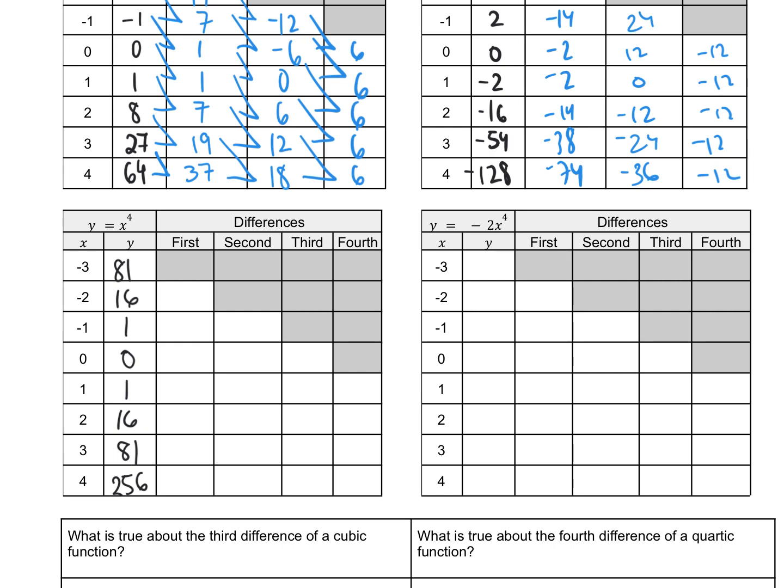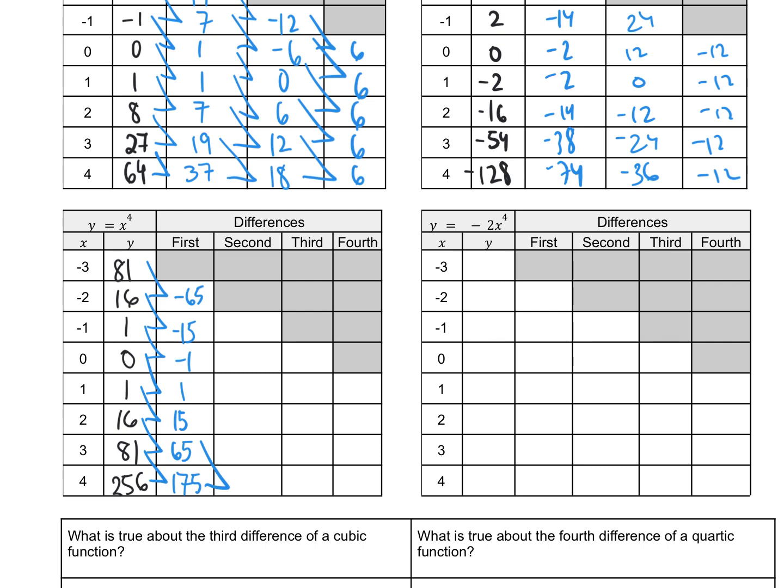Now we can do our first differences. 256 minus 81 is 175. 81 minus 16 is 65. 16 minus 1 is 15. 1 minus 0 is 1. 0 minus 1 is negative 1. 1 minus 16 is negative 15. And 16 minus 81 is negative 65. Not the same, so let's go to our second differences.